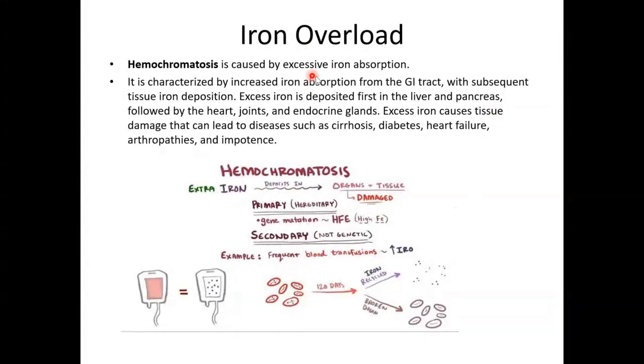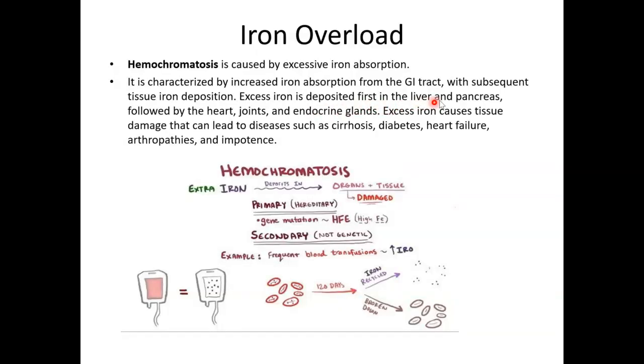So this is too much iron. This person doesn't have too many RBCs, they just have too much iron. Hemochromatosis is caused by excessive iron absorption. There's a lot of iron in the body. Instead of storing it, it's just getting absorbed in the organs. It's characterized by an increased iron absorption from the GI tract with subsequent tissue iron deposition, so it's getting deposited.